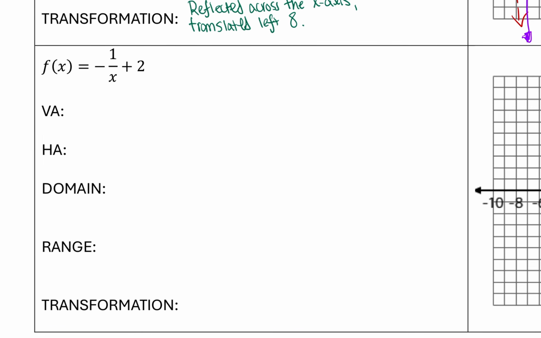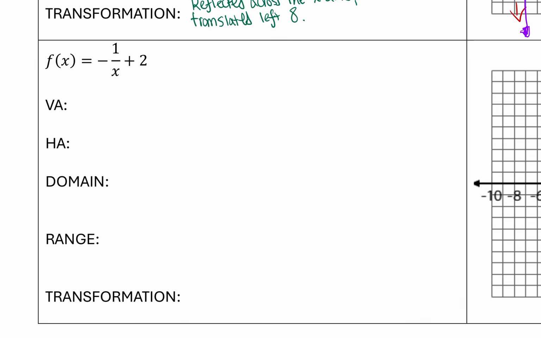Okay, all right, and from there, we're going to then move on to the next question. This one also has a reflection across the x-axis. So let's go ahead and identify the key attributes. We have x is equal to 0 for the vertical asymptote. For the horizontal asymptote, we have y equals -2. We have the inequality notation for the domain, which is going to be x is less than 0 or x is greater than 0.